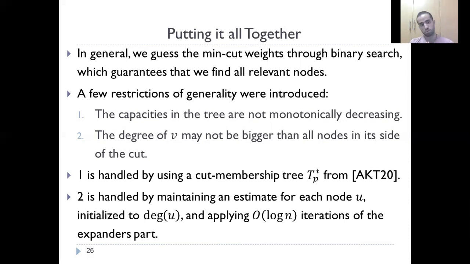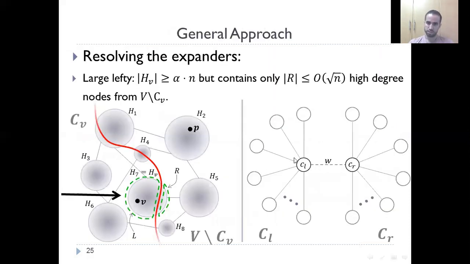And so what we do is we use the cut membership tree from a previous paper, which is essentially a coarsening of the cut equivalent tree, so that all of the nodes whose minimum cut between P and them is the same cut are grouped together into a single supernode. Second, the degree of V may not be bigger than all of the nodes inside of the cut. If we look at this example, then we can think about a different tree structure where this is not the case, where the degree of CL might not be the biggest.